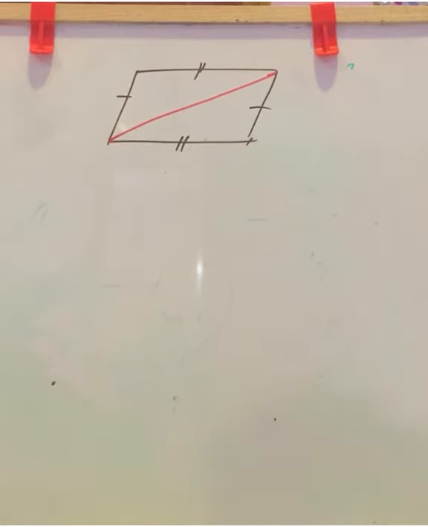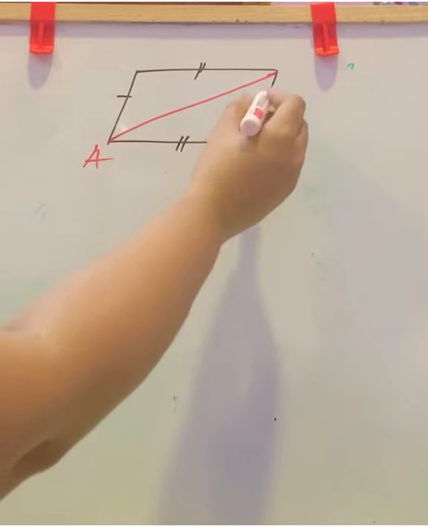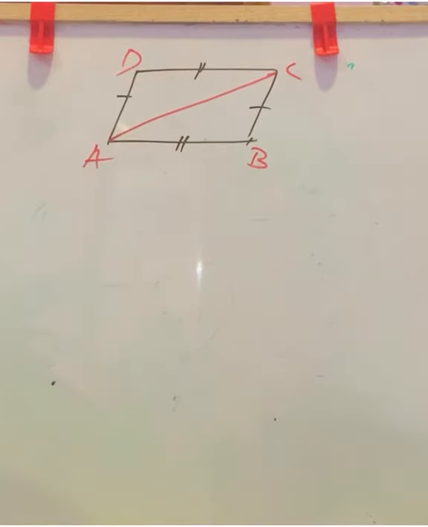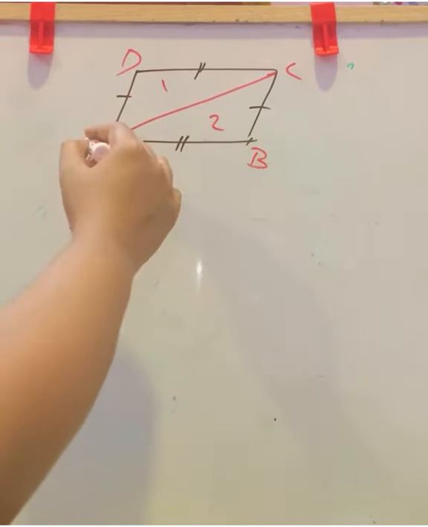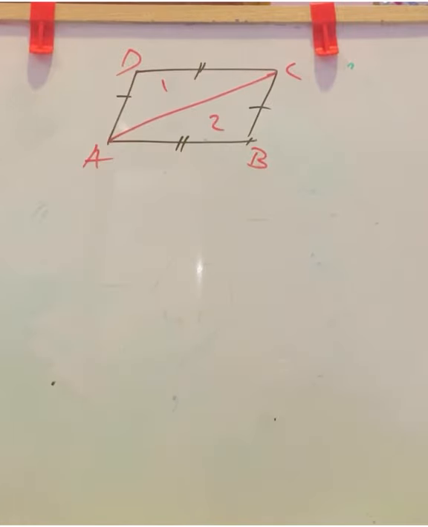Now let us name it A, B, C, D. Now we have two triangles. One is ABC and the other is ACD. Two triangles are there. Now let us check how we can prove opposite sides of a parallelogram are equal with these triangles.